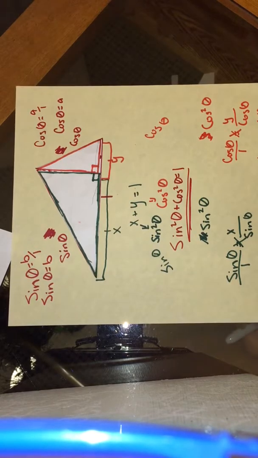And in this video lesson, you've just learned how to derive the Pythagorean identity, sine squared theta plus cosine squared theta equals 1.